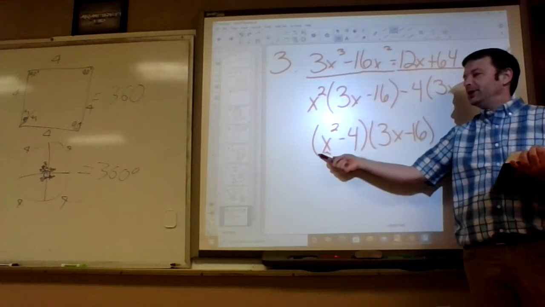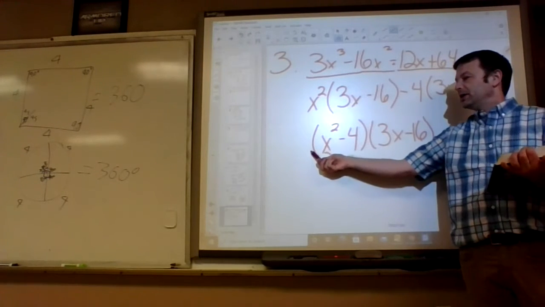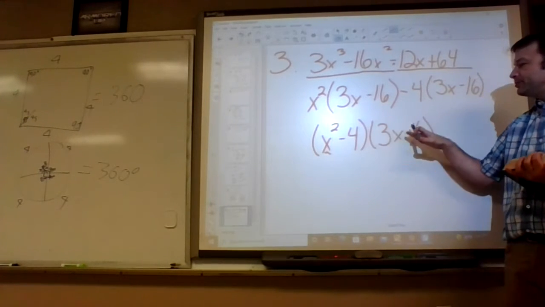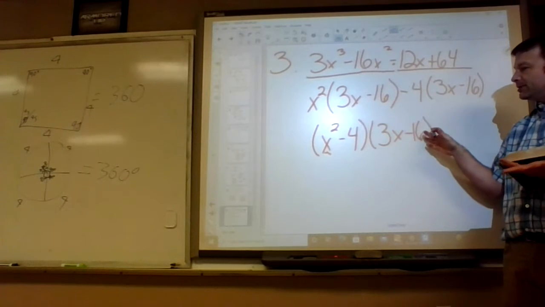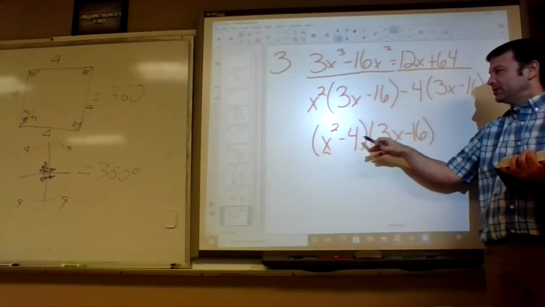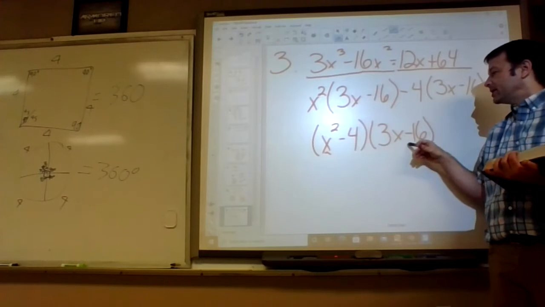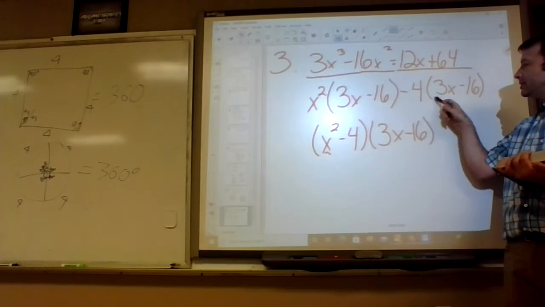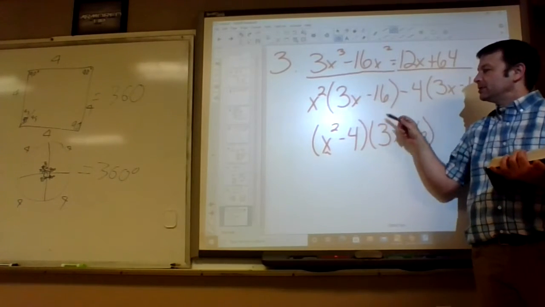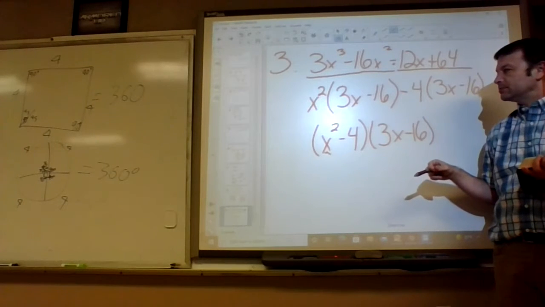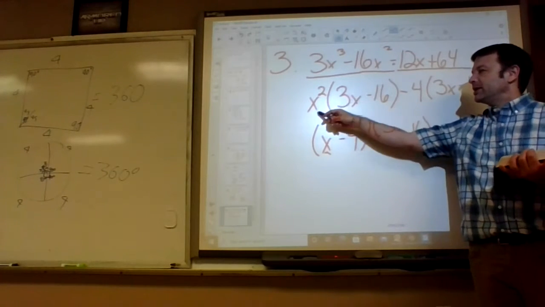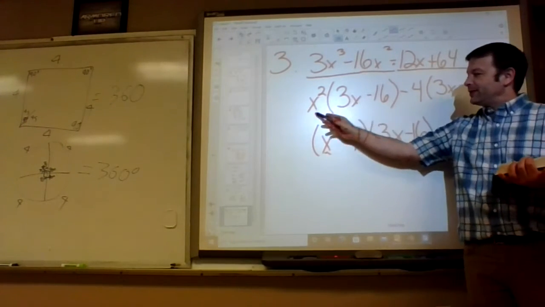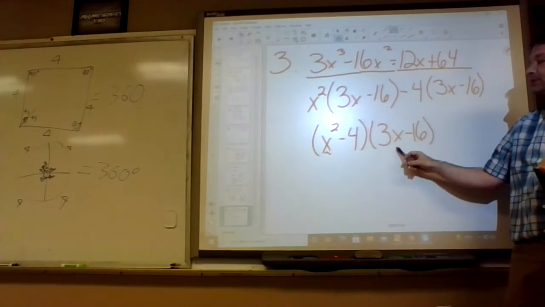This one's kind of weird because usually this doesn't happen. If I was to FOIL this back together, it would be x squared times both of these. That would be my first and my outside. And then if I did negative 4 times both of these, that's my inside and last. Anyway, the outside stuff goes in one parentheses and the inside stuff goes in the other, but you only do it once.